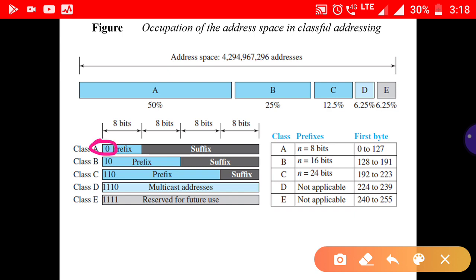Suppose the leading MSB bits are equal to 10, then it is class B. If the leading bits in the first byte are 110, then class C. 1110 is class D. 1111 is class E. Even in decimal form, a first byte in the range 0 to 127 is class A. 128 to 191 in the first byte belongs to class B. 192 to 223 is class C. 224 to 239 is class D. 240 to 255 is class E.